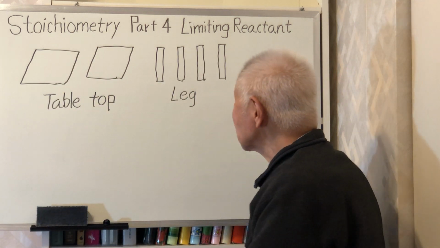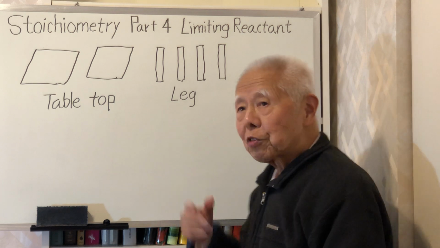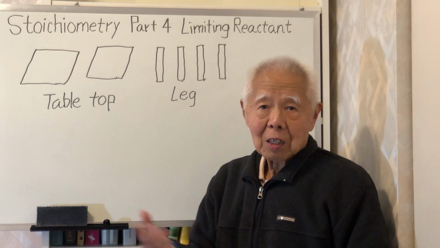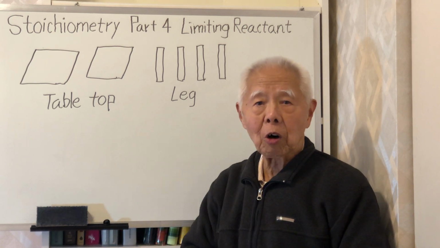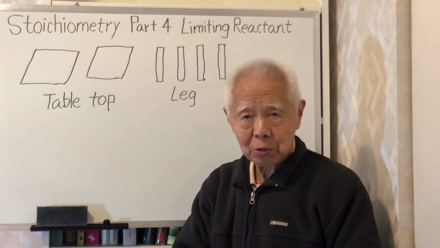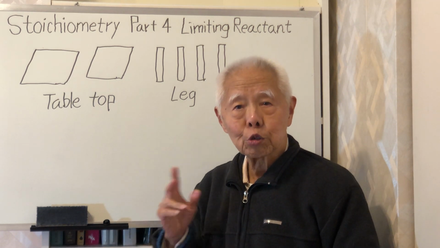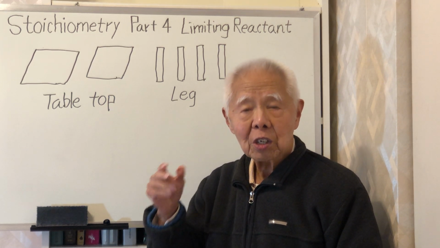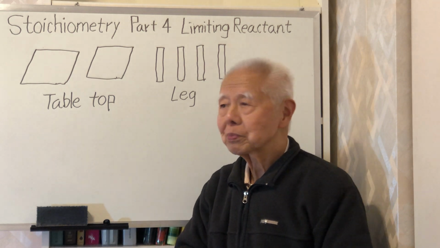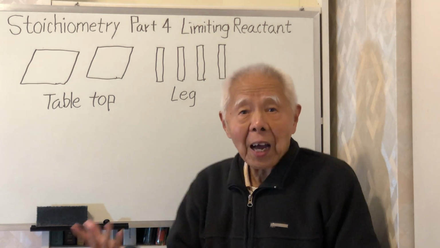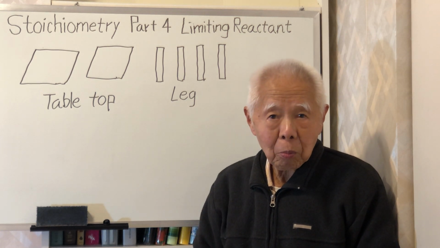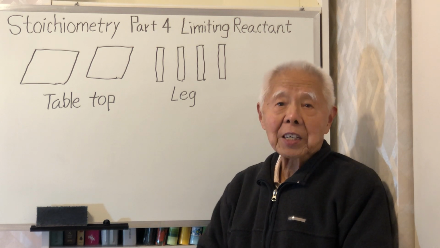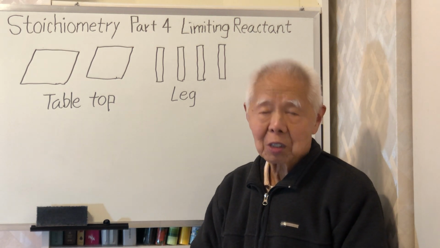Okay. If I want to make 2 tables, but we know that for 1 table, I need 4 legs. So if I want to make 2 tables, I need 8 legs. But I have only 4 legs available. So I cannot make 2 tables. I can only make 1 table, right? Only make 1 table.